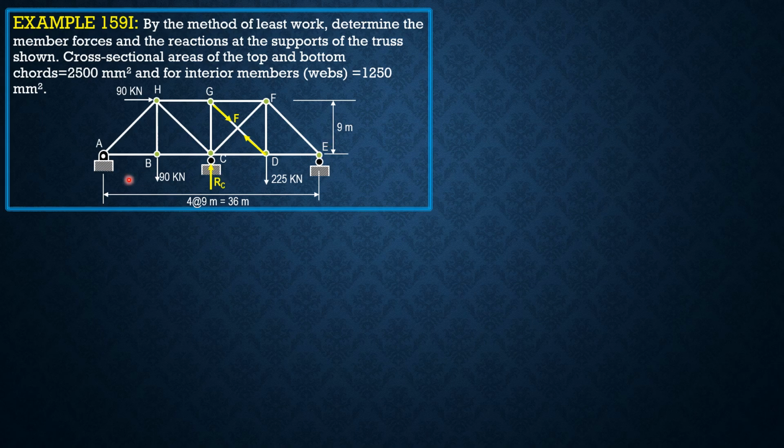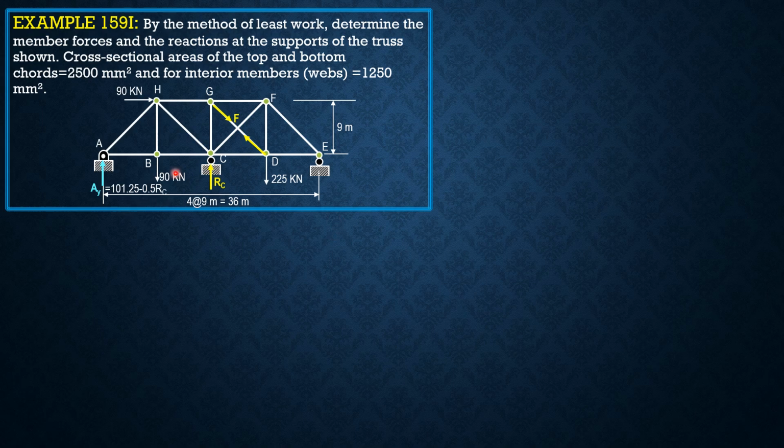So if you sum up moments about E equals 0, so AY times 36 plus 90 times 9 plus RC times 18 equals 225 times 9 plus 90 times 27. You will get AY equals 101.25 minus 0.5 R sub C.